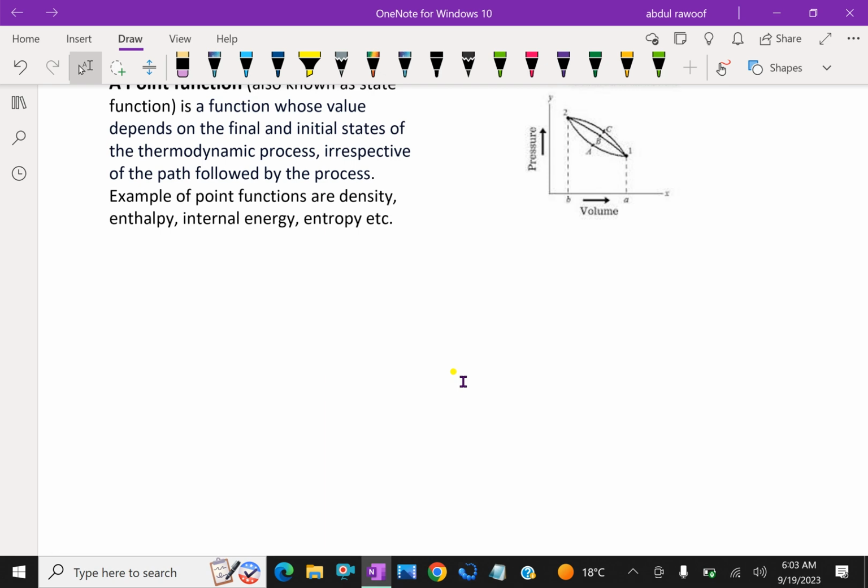Look here, for a point function, the integral from 1 to 2 of dV, the change in volume, equals V2 minus V1. Here, this is an example of a point function.